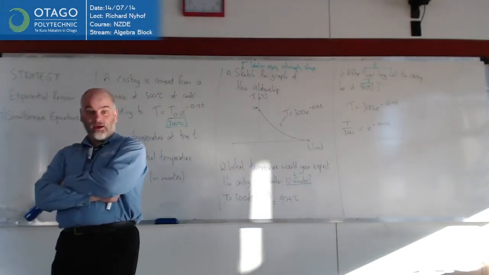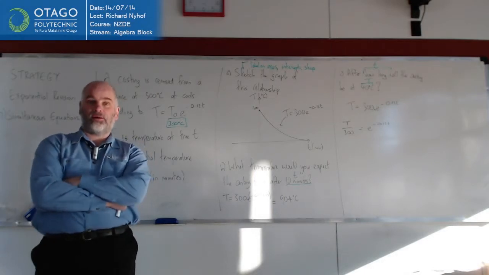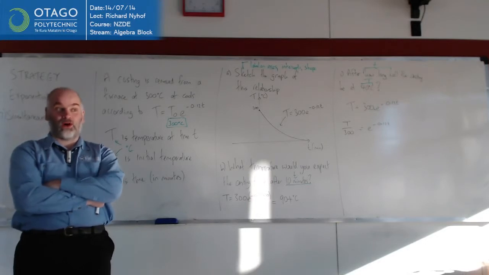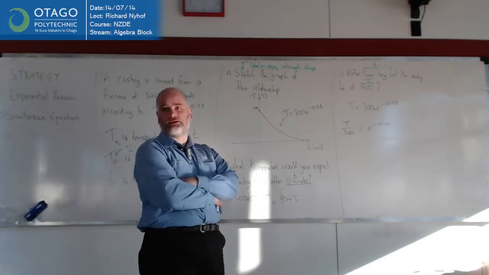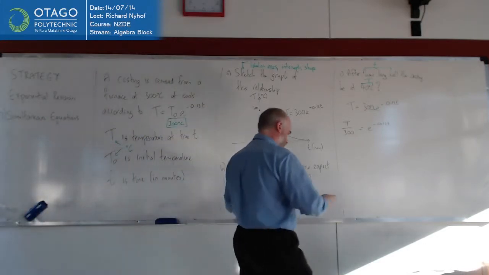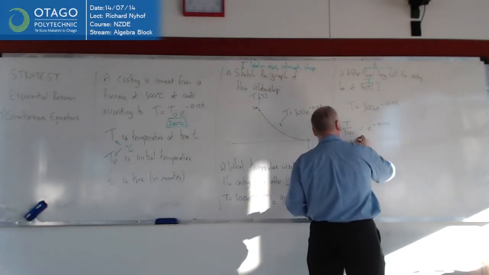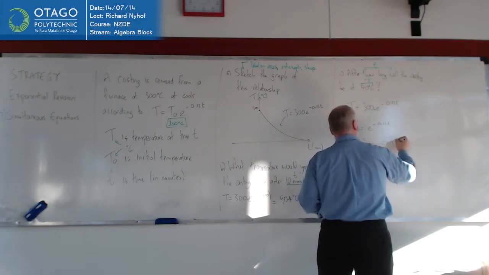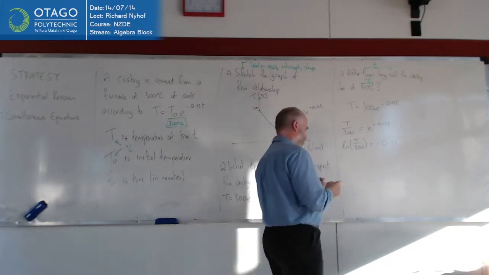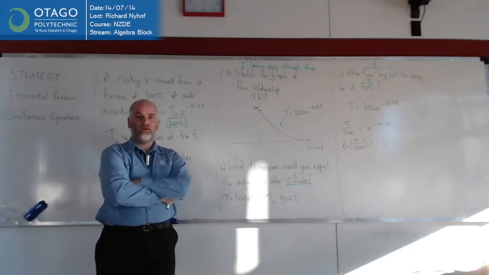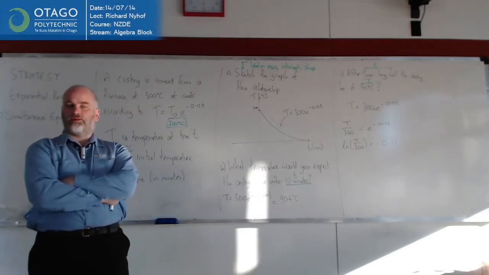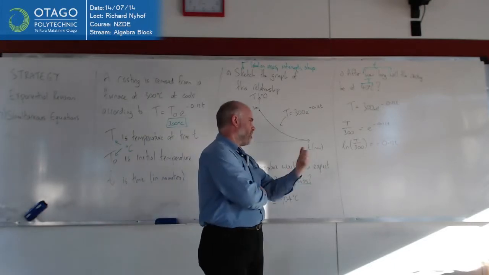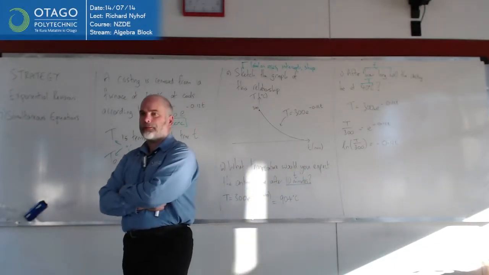The e, and how are you going to deal with an e? Log the other side. Okay, so to undo an e is a natural log. So we end up with natural log of this side. Yep, so we just said we want to remove the e. To undo an e is a natural log. So we need the natural log of the other side as well.